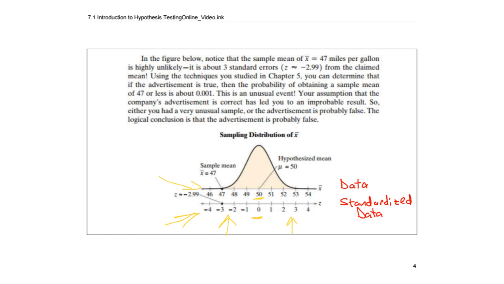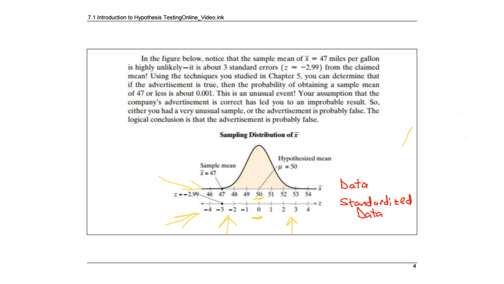Now, what we're going to be looking for is whether we have an unusual claim. If the claim gives us data that ends up being outside of the standard deviation, and therefore unusual.